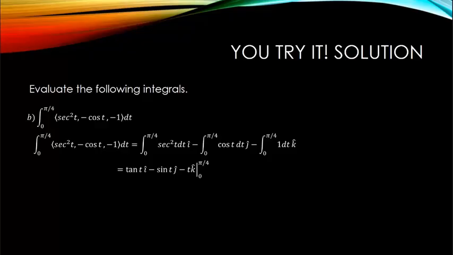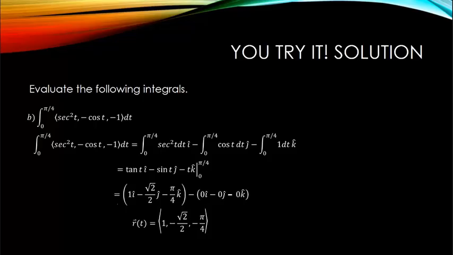Plug in the values for t, and I get the vector i hat minus square root of 2 over 2 j hat minus pi fourths k hat minus 0 i hat minus 0 j hat minus 0 k hat. My final result is that my vector r of t is given by the components 1, negative square root of 2 over 2, and negative pi over 4.